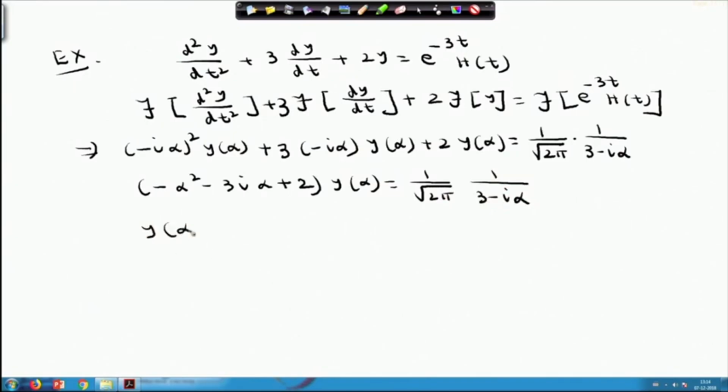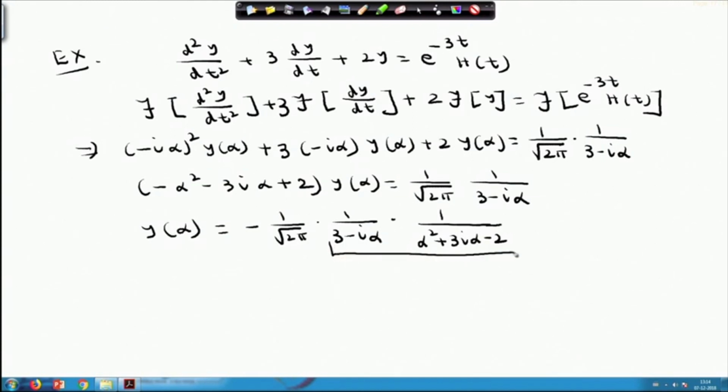So, you can write down Y(alpha) equals minus 1 by root 2 pi into 1 by (3 minus i alpha) into 1 by (alpha² plus 3i alpha minus 2), where minus we have taken common. Again I have to break it into two parts, 1 by (3 minus i alpha) into (alpha² plus 3i alpha minus 2). I have to break it using componendo and dividendo. I am not showing it, so directly I am writing the Fourier transform of y(t).